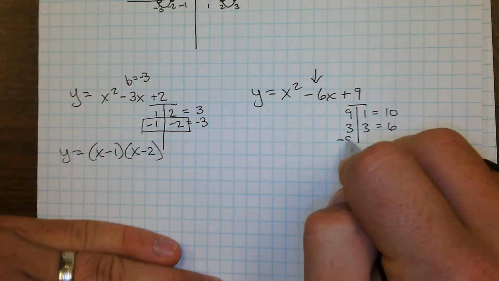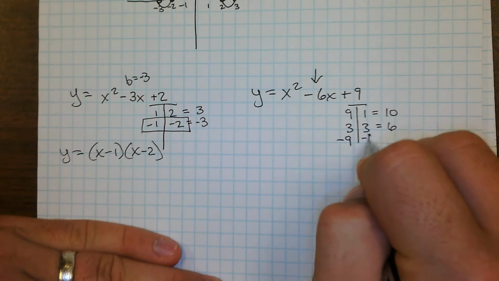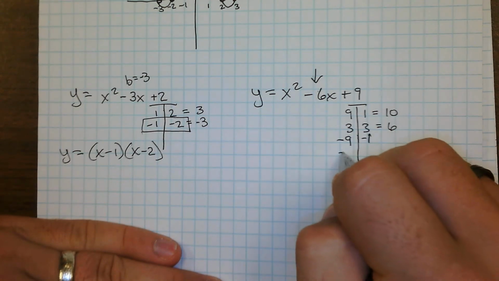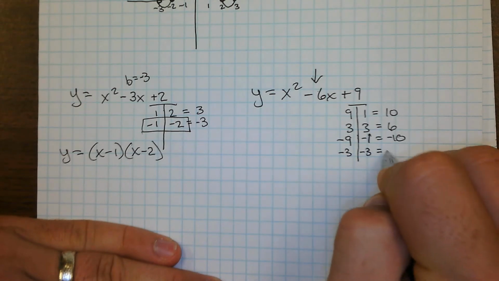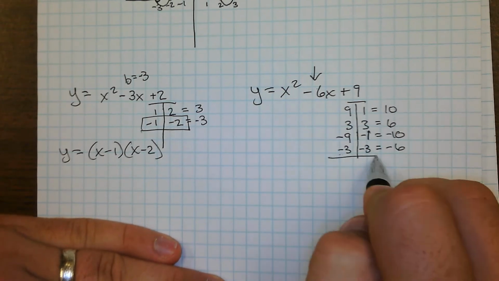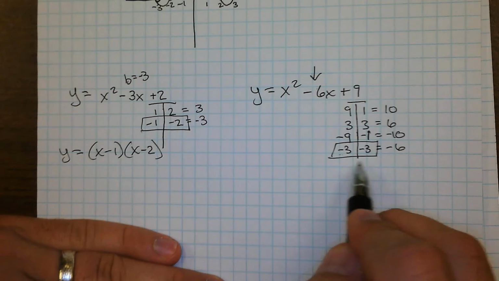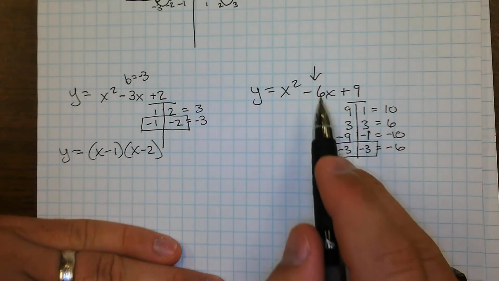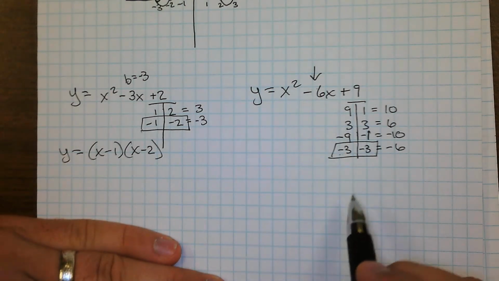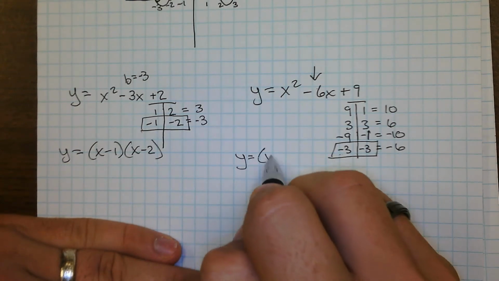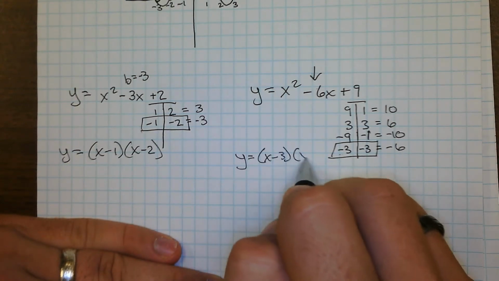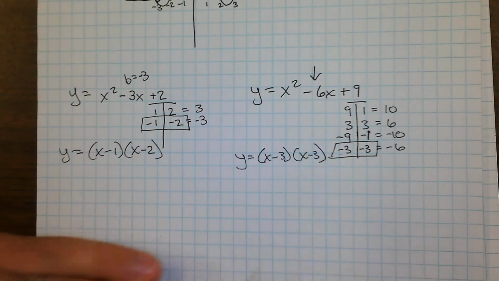So we need to use negative factors, -9 and -1, -3 and -3. Whenever we add these together, we get -10, -6. We're going to use the two factors of -3 because they add up to our b term of -6. We'll get y equals x minus 3 times x minus 3.